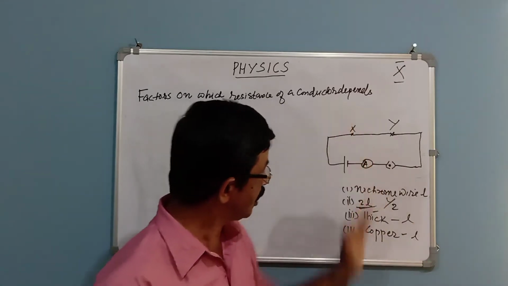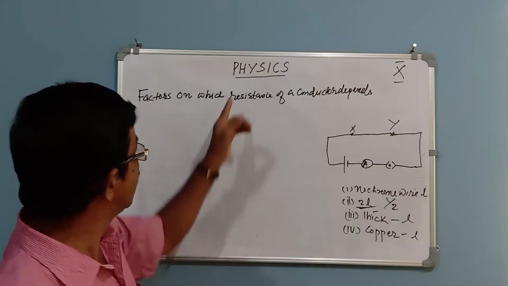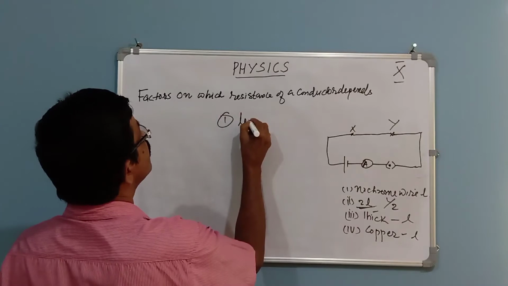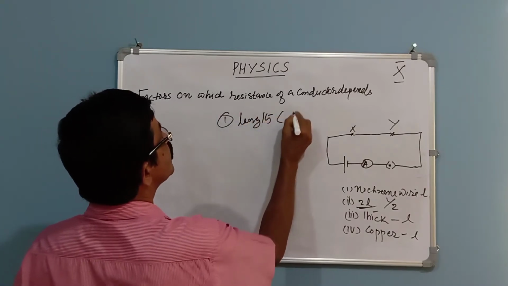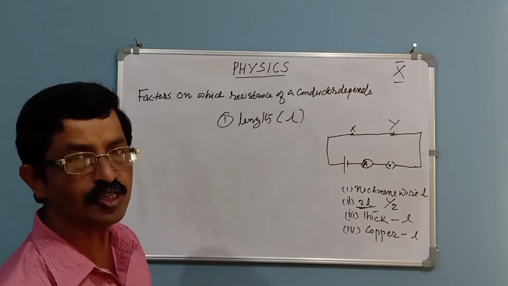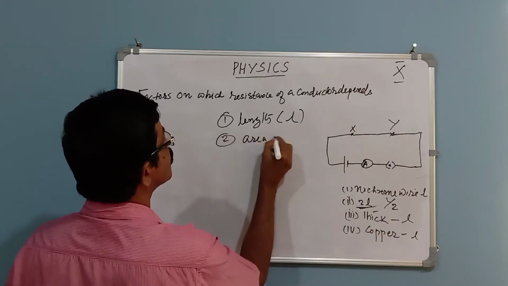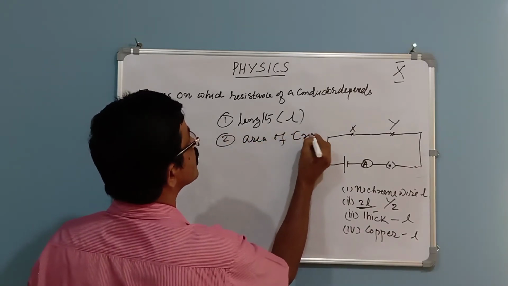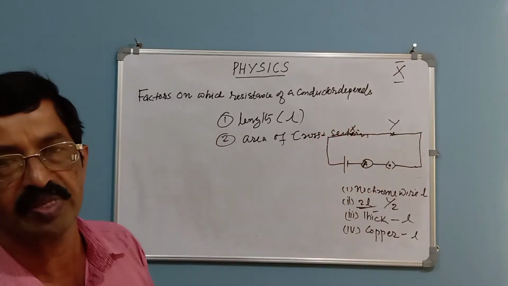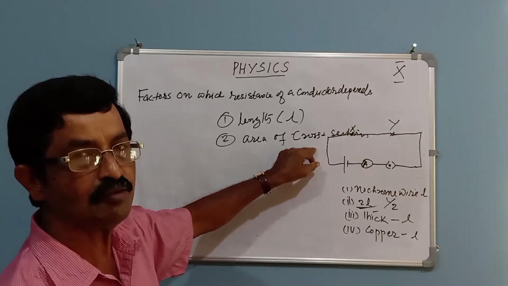So from this activity we came to the conclusion that resistance depends on the length of the conductor. This means as the length of the conductor increases, its resistance also increases. The second factor is the area of cross section, otherwise called the thickness of the conductor.